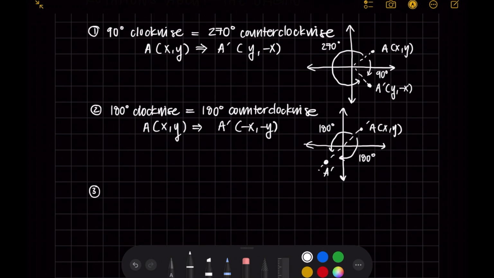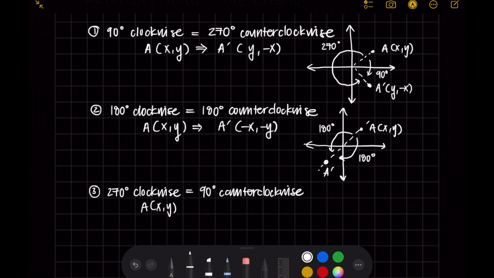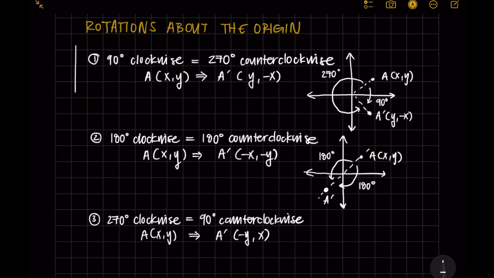And the last rotation rule would be 270 degrees clockwise, which would be the same as 90 degrees counterclockwise. Let's say I started at a point A located at x, y. My new point after a 270-degree clockwise rotation would be A prime located at negative y, x. And so I switch the x and y coordinates, and then I take the opposite of the y coordinate. Let's go ahead and box these rules because they're pretty important.